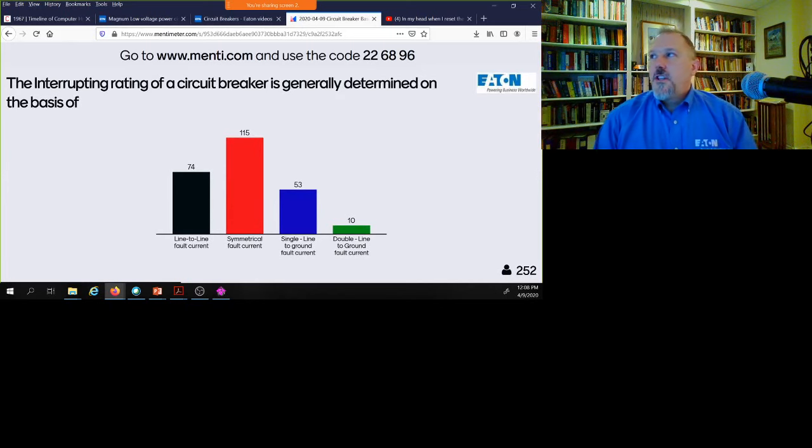The interrupting rating of a circuit breaker is generally determined on the basis of line-to-line fault, symmetrical fault current, single line to ground, or double line to ground. And the right answer to that one, again, is the big red bar there, symmetrical fault current, just based on the last answer as well.